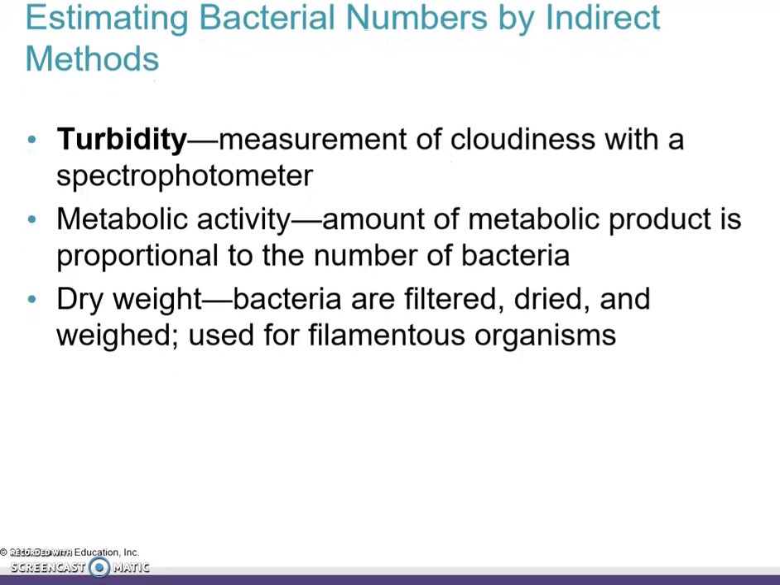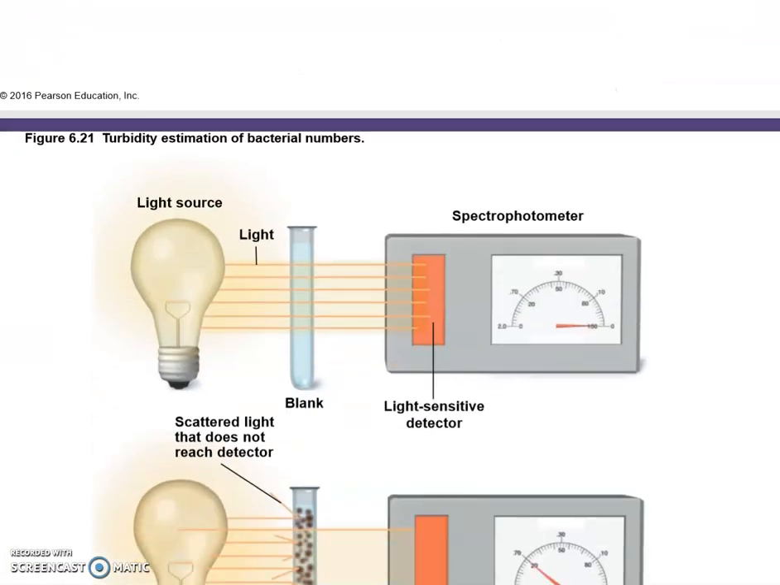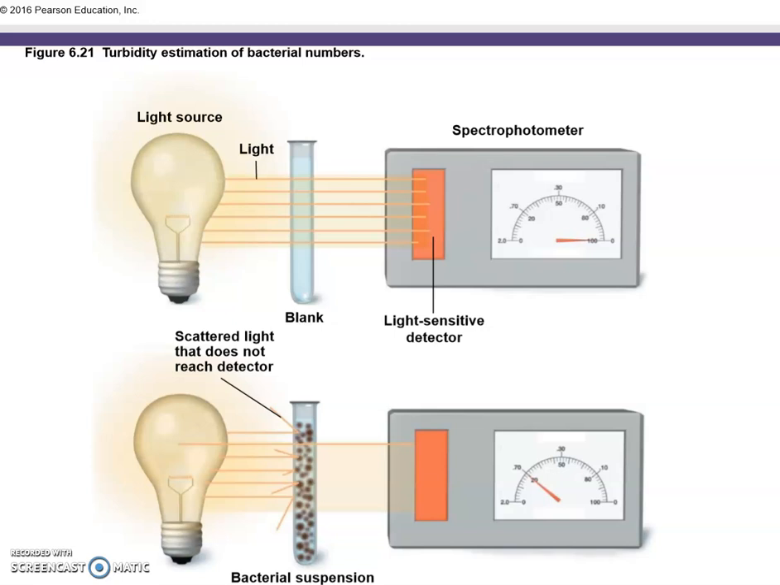Now here, estimating bacterial numbers by indirect methods, that would be the turbidity measurement using a spectrophotometer, and that was also part of the lab that we were going to do this week online. Keep in mind with the turbidity measurement, you are not measuring live bacteria, you're measuring particles, you're measuring the cloudiness. What you're measuring here is how much light is blocked by your culture being there.